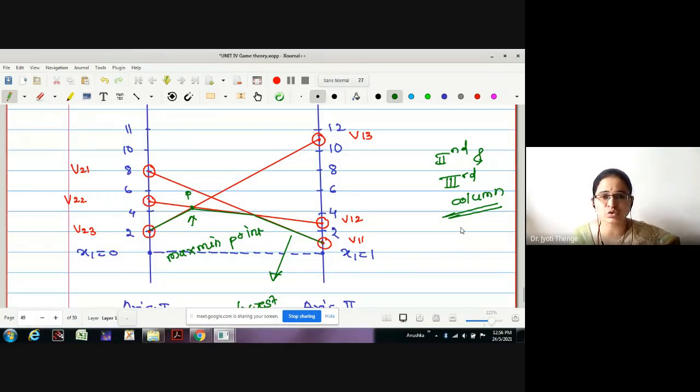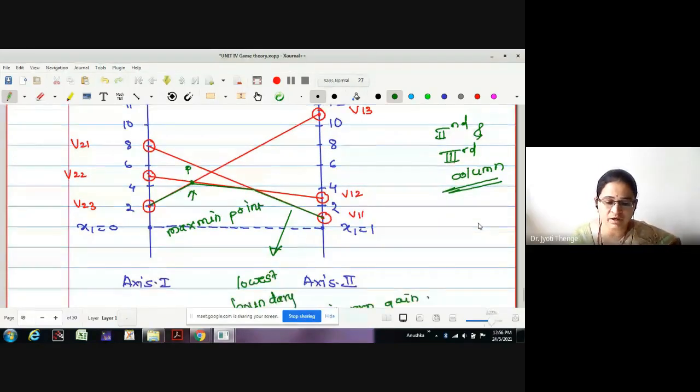Player B chooses to play the second and third activities or strategies. It will not go for strategy number 1, as this point P is an intersection of two activities, second and third activity only. Is that okay? Therefore, now the game can be reduced.